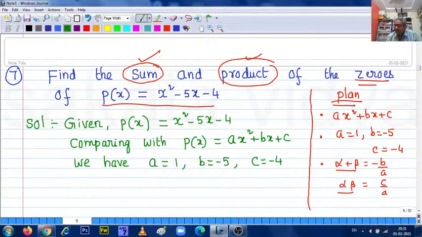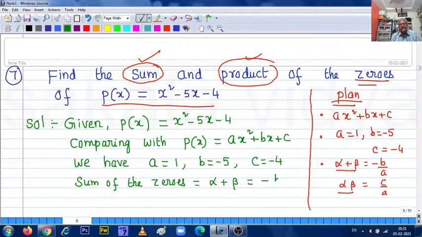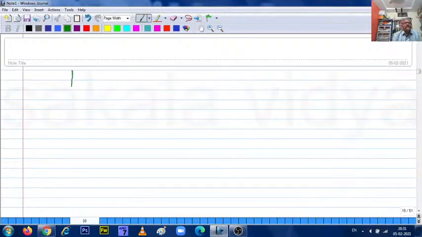Okay, very good Sirisha. First, sum of the zeros. Sum of the zeros is equal to, by the formula, alpha plus beta equals minus b by a. b is minus 5, a is 1. So we get minus of minus 5 upon 1. Minus into minus is plus, 5 by 1, 5. Answer is 5.